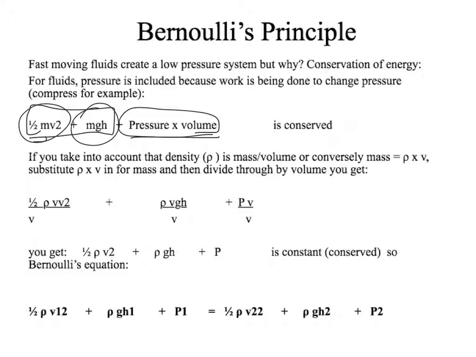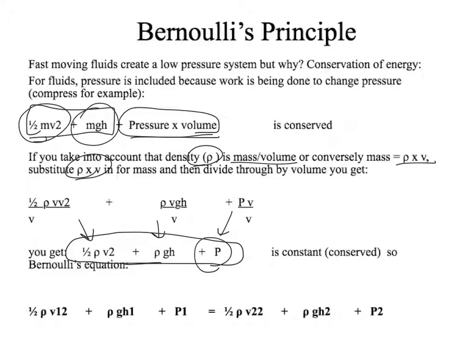So we're going to do a little bit of substitutions here. If we account that density is mass over volume, and conversely, density times volume is going to be mass, we will substitute that in for m, divide through by volume, and what you end up with, if you look at the units closely, is 1/2 rho v squared, with rho being density, plus rho gh, plus the pressure in pascals. And that's going to be constant. It's going to be conserved, just like it was before.